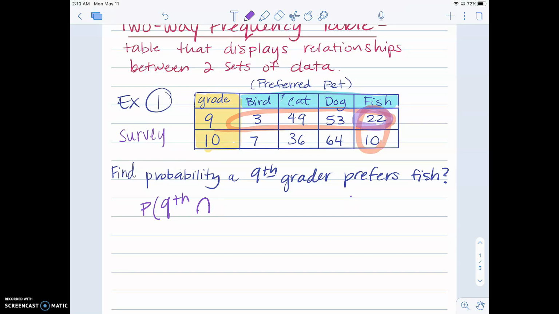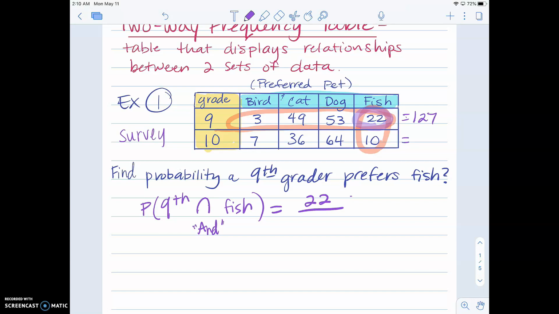So remember, this notation means and. It's called intersection, but it means and. So that's going to be 22. And then we need the total number on the bottom. Well, how do we get that? You simply add up, because it doesn't tell you how many people were in the survey, so we have to do those calculations ourselves. You add up all of these right here: 3 plus 49 plus 53 plus 22 is 127.